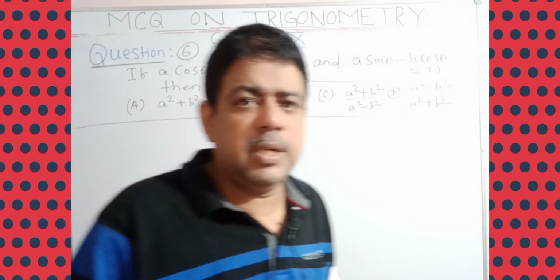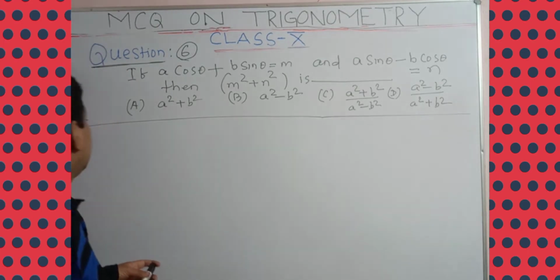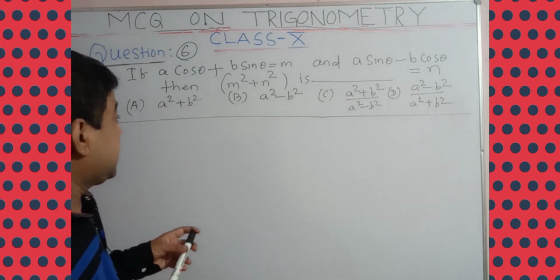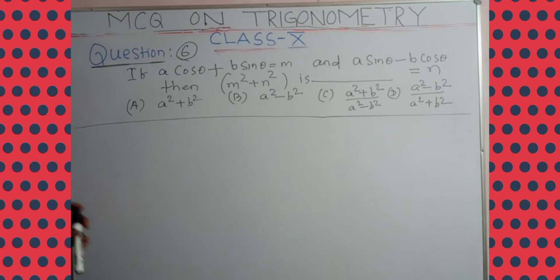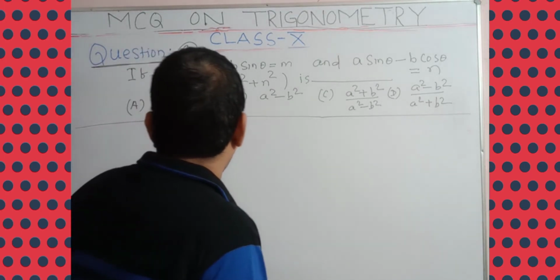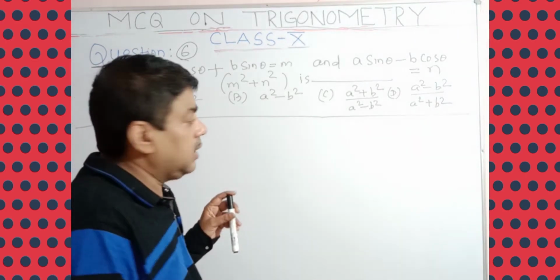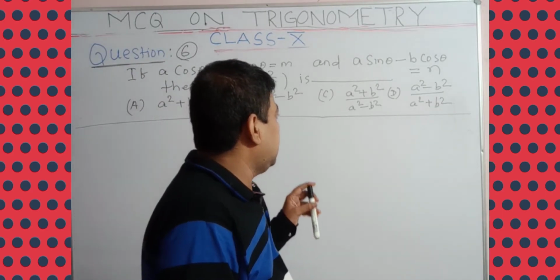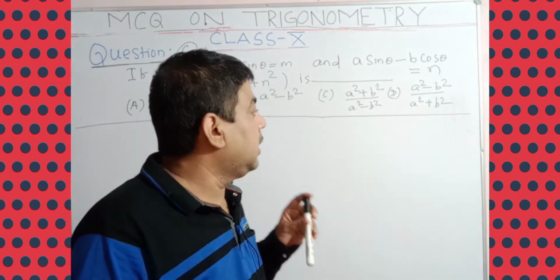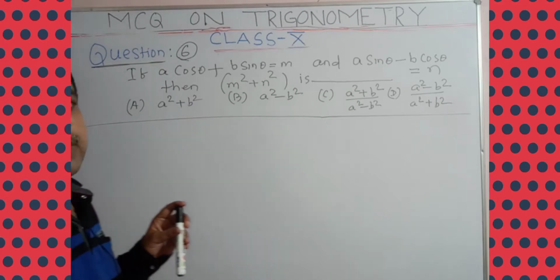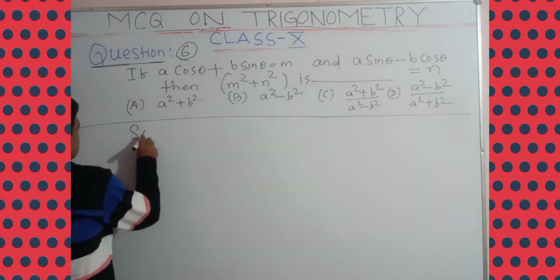So here, question number 6, I am going to explain. Another interesting question for you. If a cos theta plus b sin theta is equal to m, and a sin theta minus b cos theta is equal to n, then m square plus n square is: option A, a square plus b square; option B, a square minus b square; option C, a square plus b square divided by a square minus b square; and option D, a square minus b square divided by a square plus b square. Okay, understand?